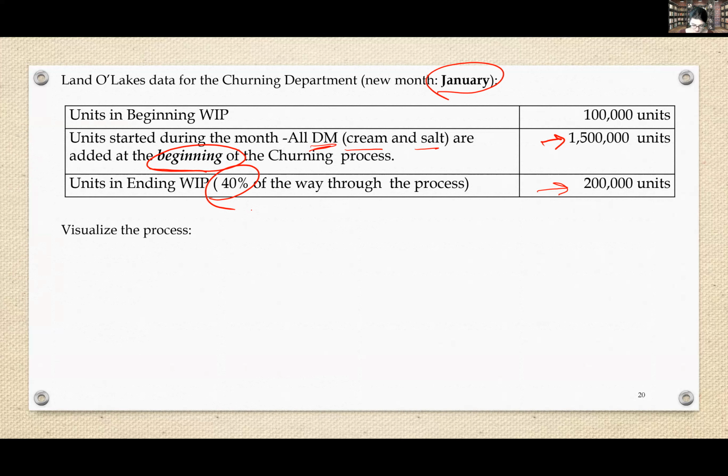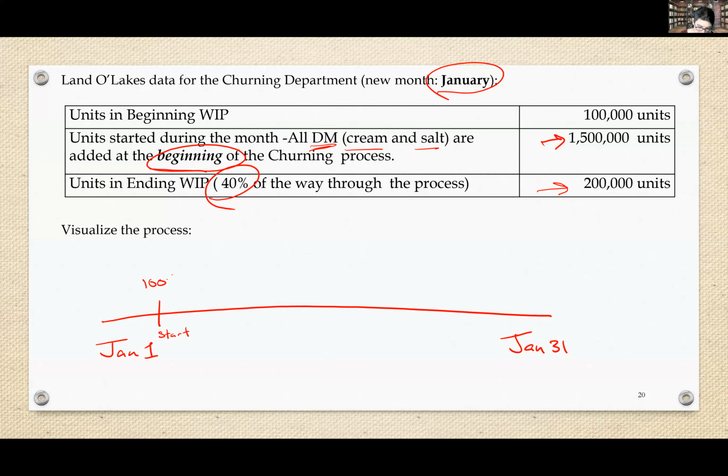So if we think about how this works and visualize this process here, at the beginning of January, we have January 1st, and we have January 31st, right? Every time we start a new materials, so we start here, let's say, we are going to add 100% of the direct materials. Let's say we start a new batch here. We're going to add 100% of the direct materials. If we add a new batch here, we're going to add 100% of the direct materials.